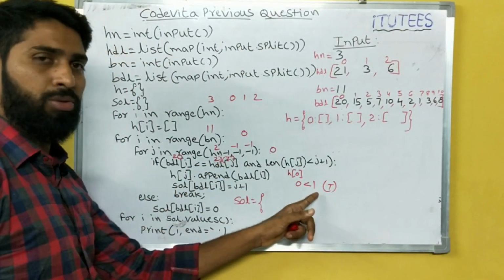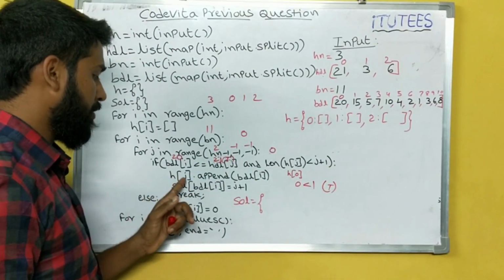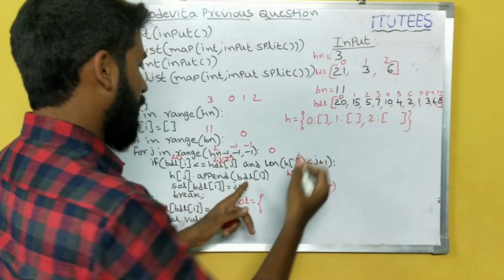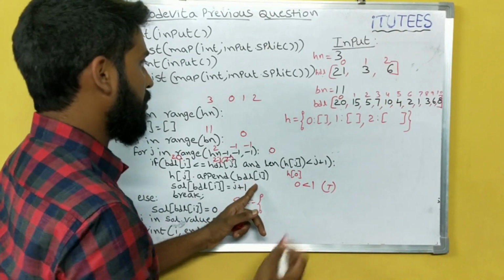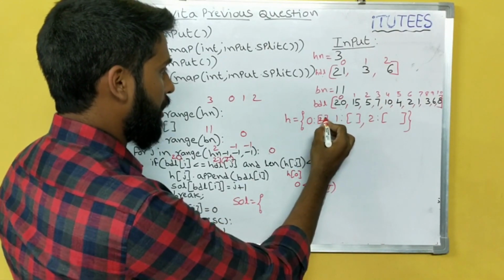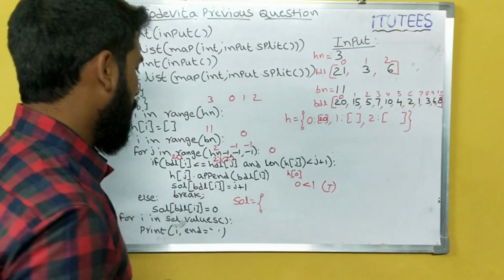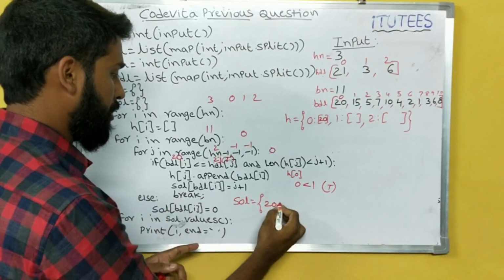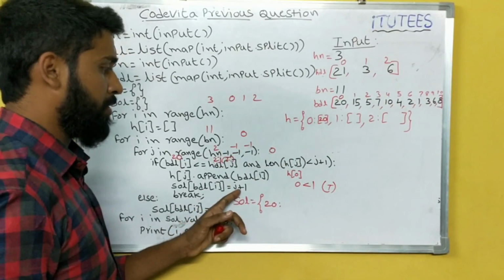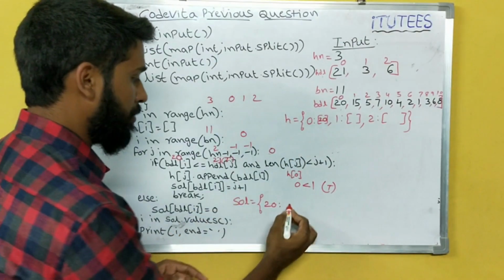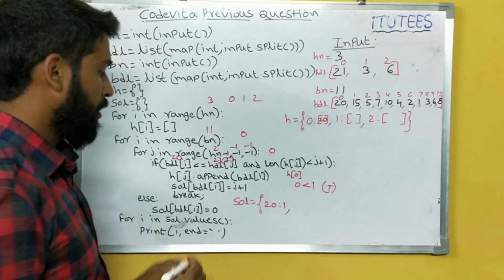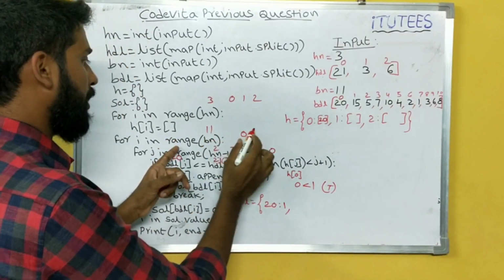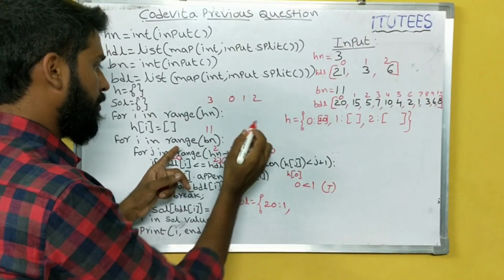Both the conditions are true, so we enter into the loop. H of j dot append BDL of I. That means H of j gets BDL of I. What is the I value? 0. That means the 20 is appended here. Next, solution of BDL of I. That means here BDL of I, which is 20, equals j plus 1. What is the j value? 0. 0 plus 1 means 1. That's it. Next, go to here. Now the I value becomes 1.